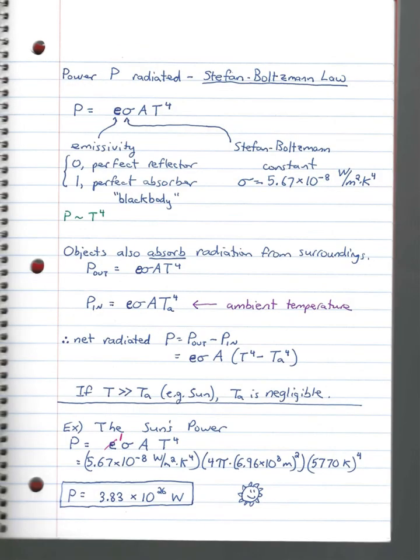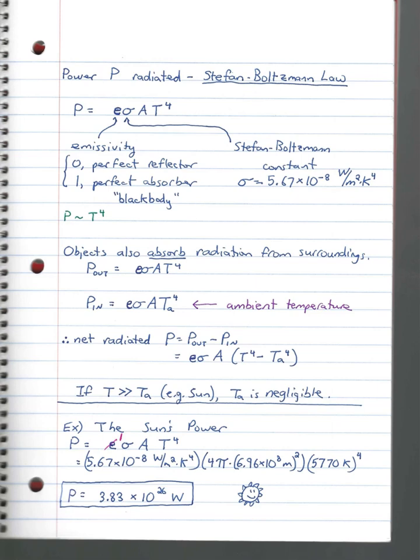When we talk about the power radiated from an object, the radiated power increases rapidly with temperature, and this is known as the Stefan-Boltzmann law. Power equals E times sigma times A T to the fourth. Let's look at each of those things. Of course, power is joules per second, otherwise known as watts. E is the emissivity. We won't get into that too much in this class, but if you take a more advanced thermodynamics class, you'll explore that more.